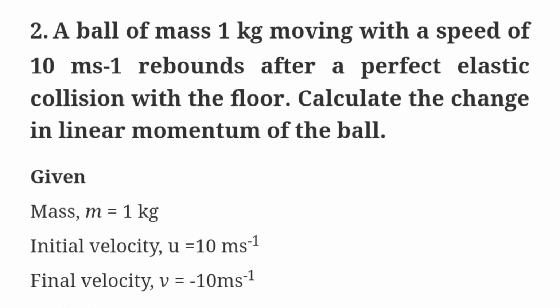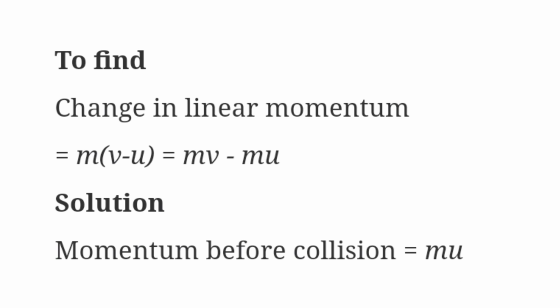Second one, a ball of mass 1 kilogram moving with a speed of 10 m s^-1 rebounds after a perfect elastic collision with the floor. Calculate the change in the linear momentum of the ball. Given mass m is equal to 1 kilogram, initial velocity u is equal to 10 m s^-1, final velocity v is equal to minus 10 m s^-1. To find the change in linear momentum, which is equal to mv minus mu.